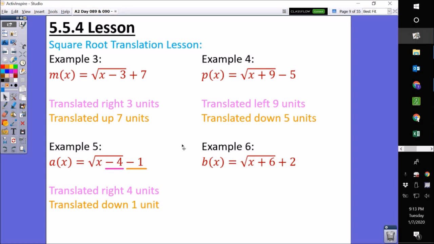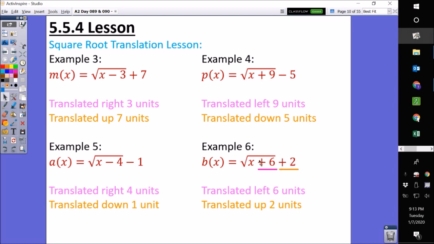Moving on to example 6, we have b of x equals the square root of x plus 6 and then plus 2. So the plus 6 is inside the square root and behind the x, so this is translate left 6 units. And then the plus 2, it's outside behind the square root, so since it's plus 2, it's going to translate up 2 units. So here's the transformation. Translate left 6 units because of the plus 6 inside the square root and behind the x. And then translate up 2 units because of the plus 2 that's behind the square root.